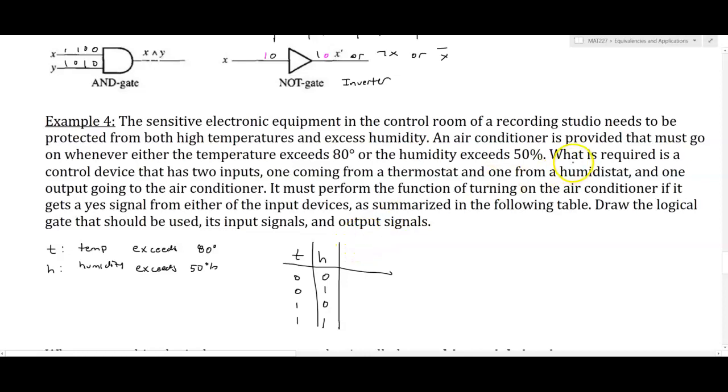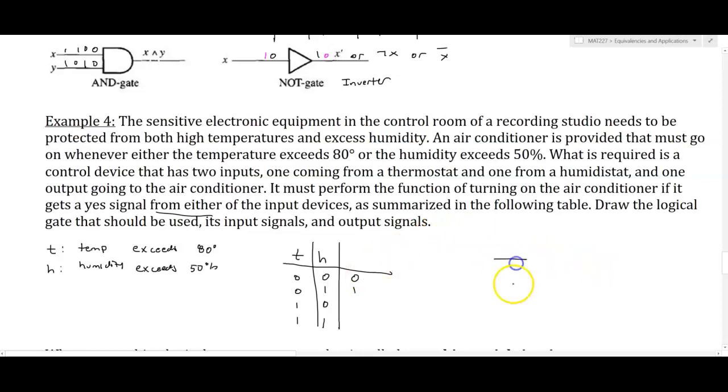50%. And we need a control device that has 2 inputs, one coming from a thermostat and one coming from a humidistat, and one output going to the air conditioner. It must perform the function of turning on the air conditioner if it gets a yes signal from either of the input devices, as summarized in this table. So if the temperature is still pretty low, and the humidity is still pretty low, then the AC has no reason to turn on. If the temperature is below 80 degrees, but the humidity exceeds 50%, we want to turn on the air conditioner. We want to send a 1 signal to it.